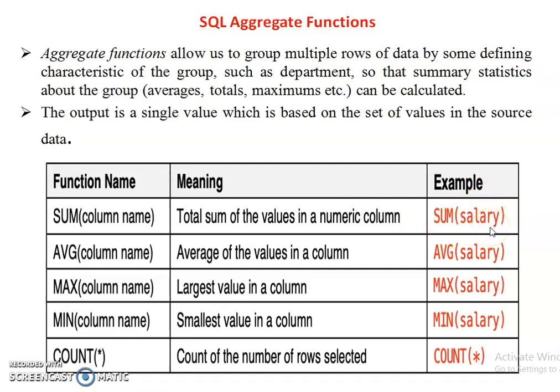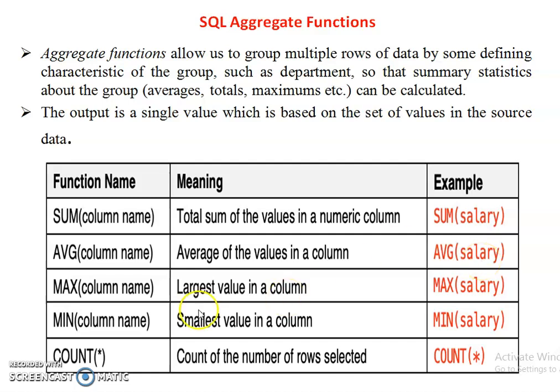And now we discuss the average function. This function returns the average of all the values of the specified column of that particular table. It means it returns the average of the values in a column. So function name AVG and column name salary.